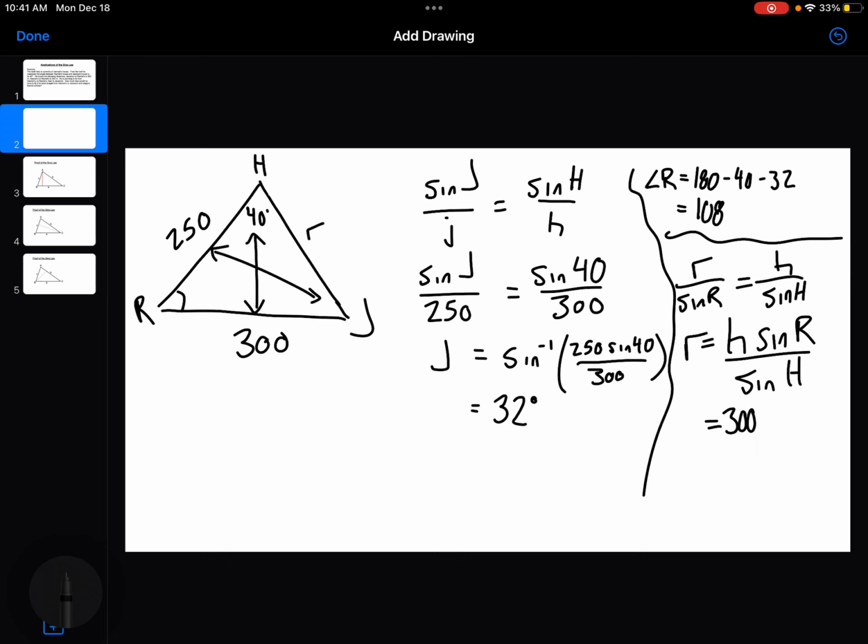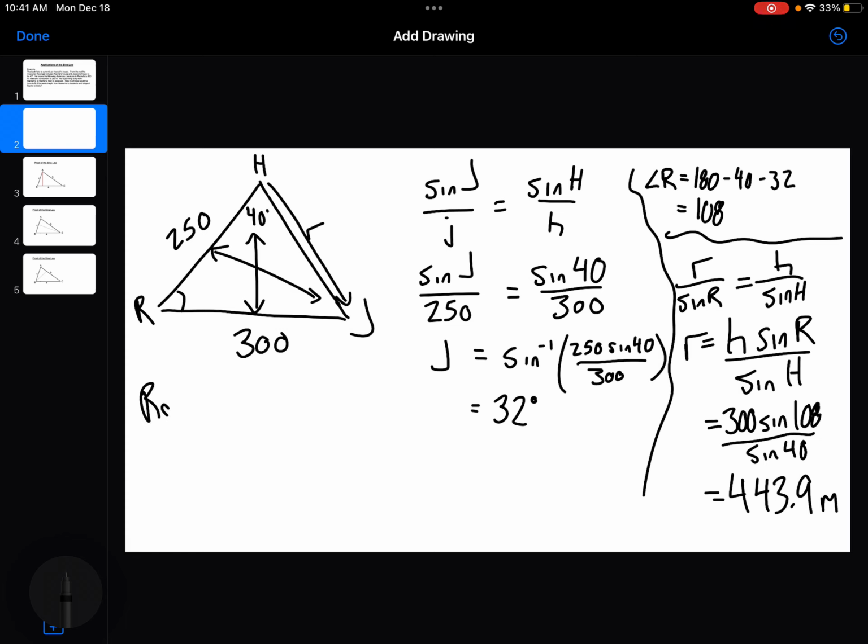So we get 300 times sine of R, 108, divided by sine of 40, and we're going to get R equals 443.9 meters. Well, we wanted to know how much quicker it would be, or how much shorter it would be if he just did this.